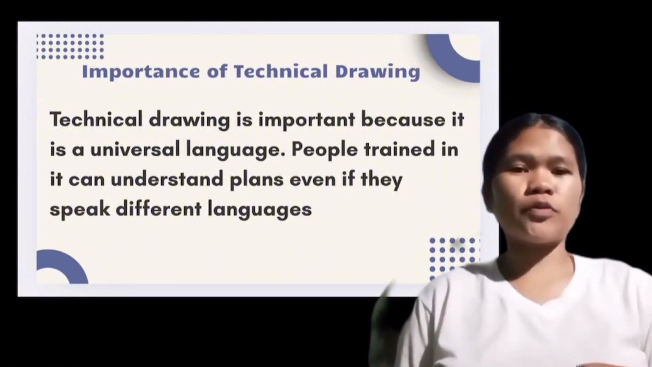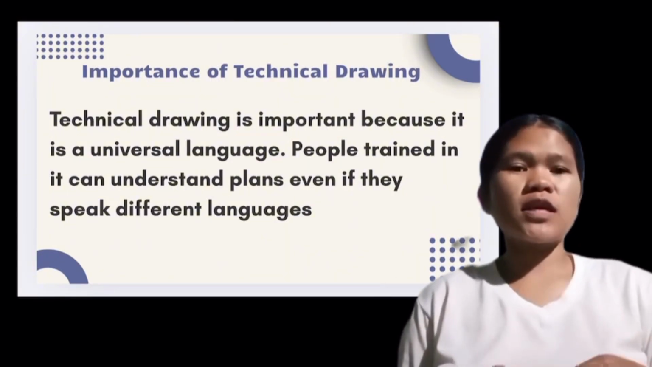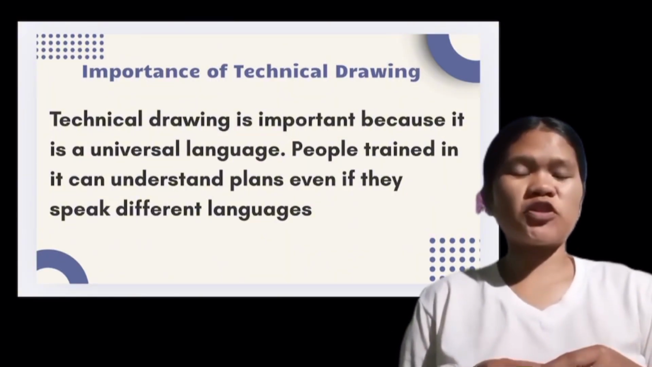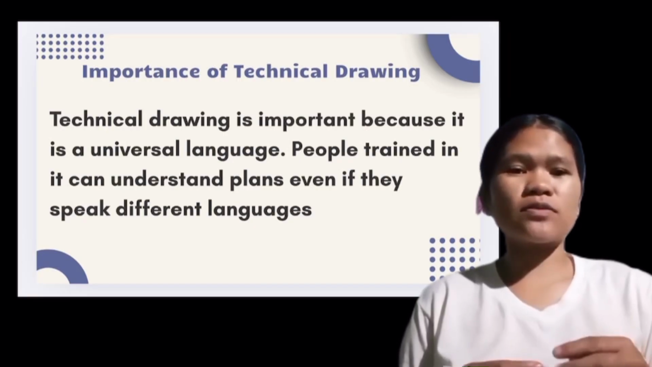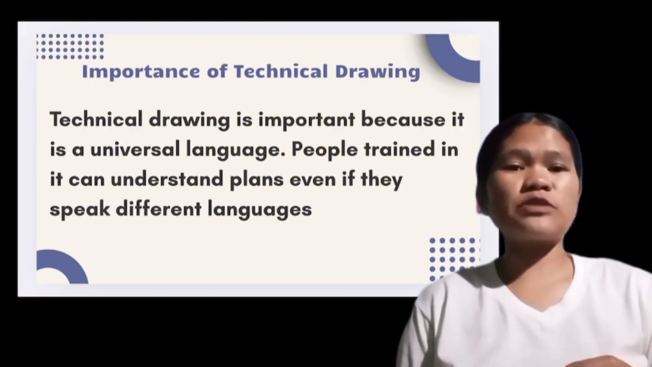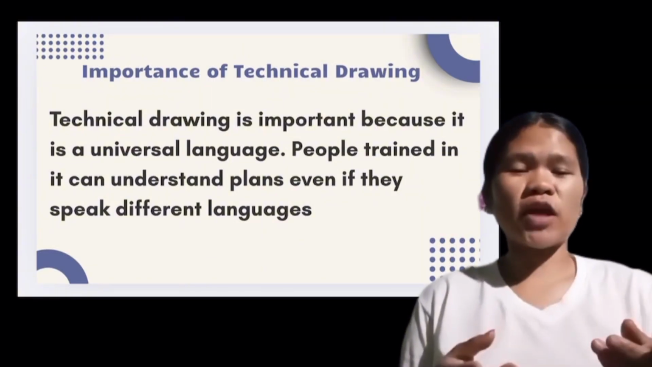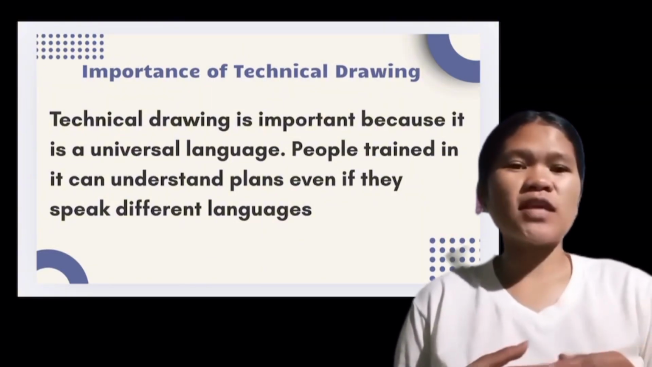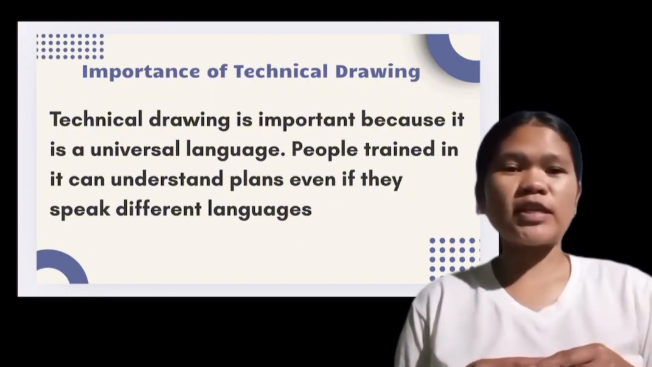Importance of technical drawing. It is important because it serves as a universal language. It allows people to clearly understand designs and plans through standard symbols and measurements, even if they speak different languages, ensuring accuracy, proper construction, and correct acquisition of ideas.